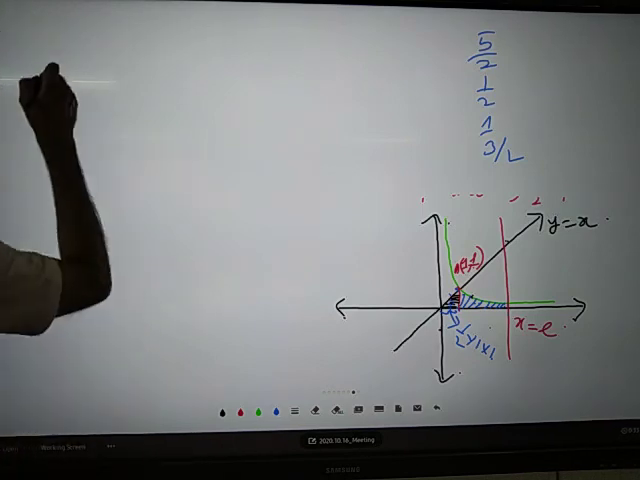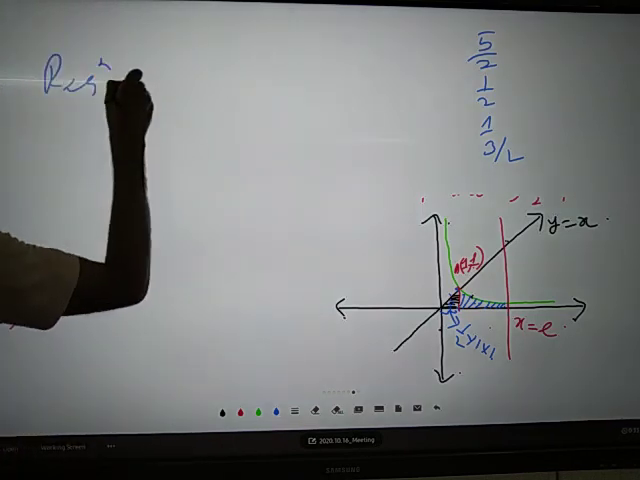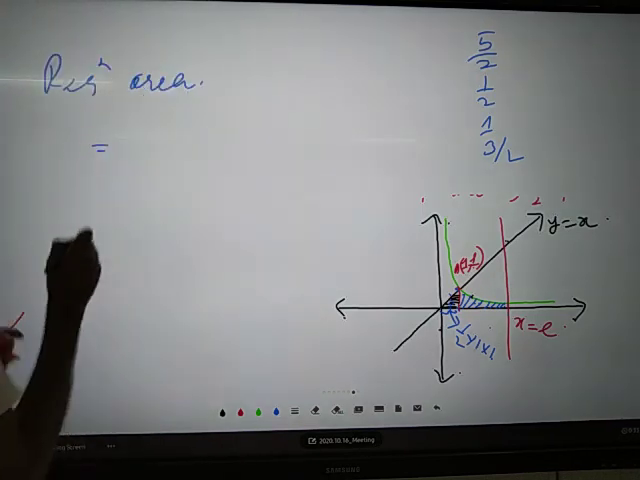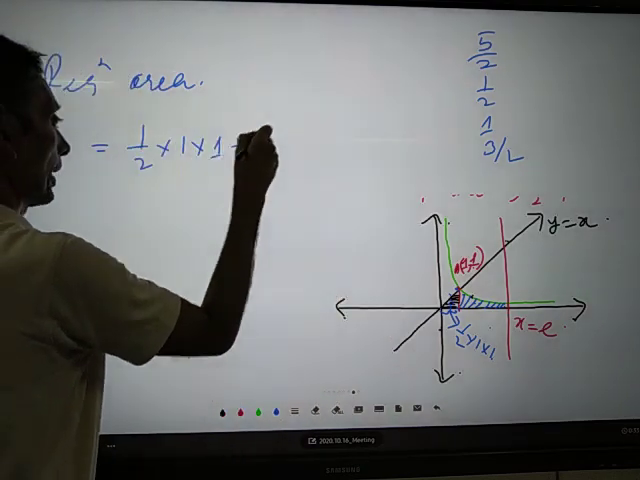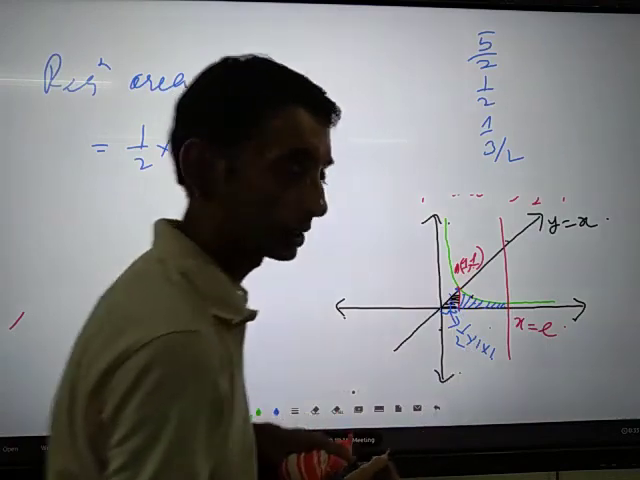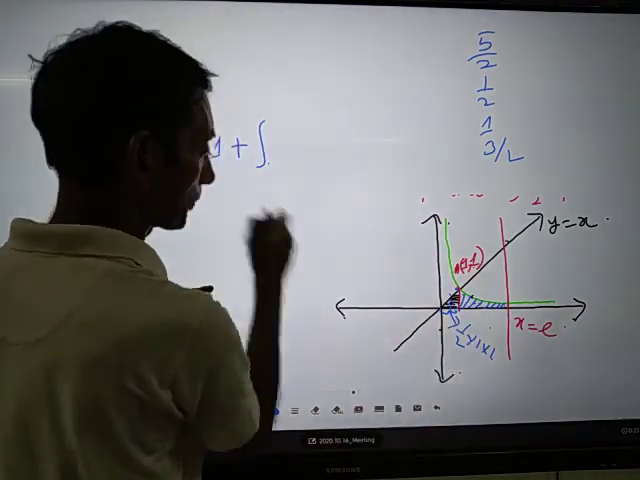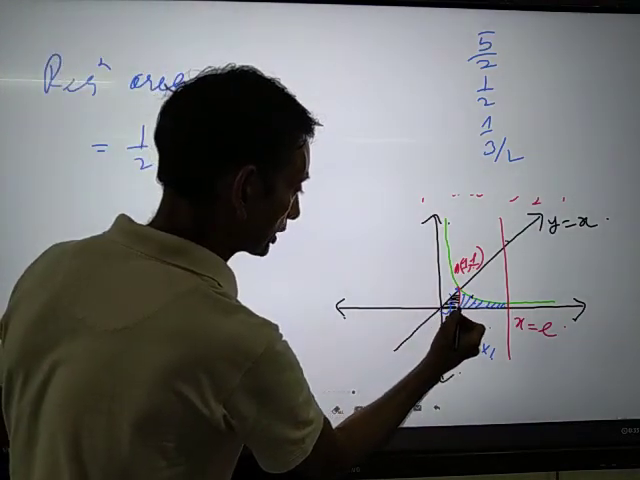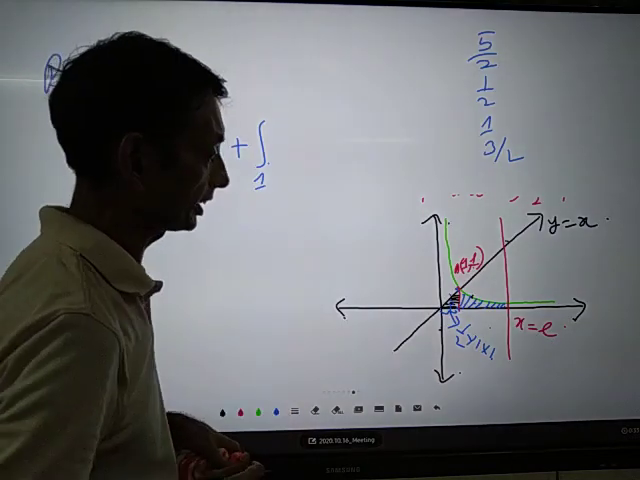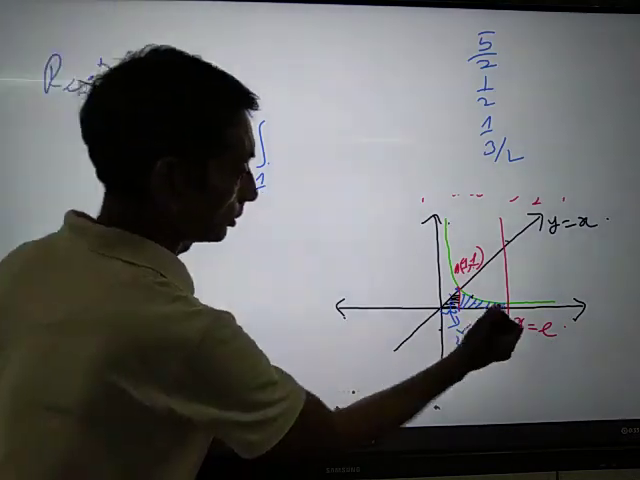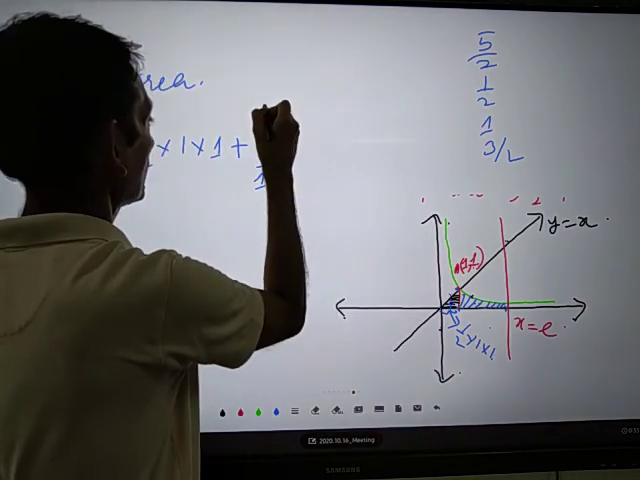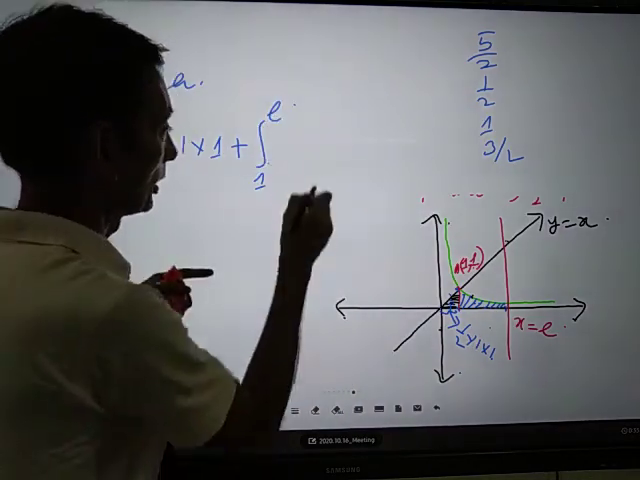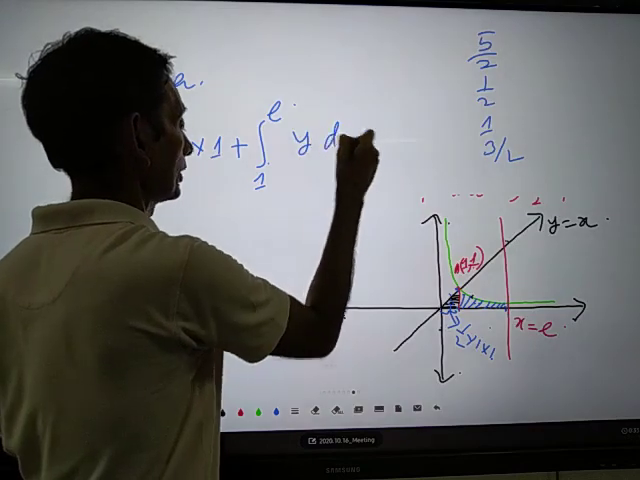So we can write the required area. Area of the triangle is half into base into height. Then the area of this shaded portion goes from this particular point, where the x coordinate is 1, to the x coordinate of this particular point, that is x is equal to e. So it is 1 to e, y dx.